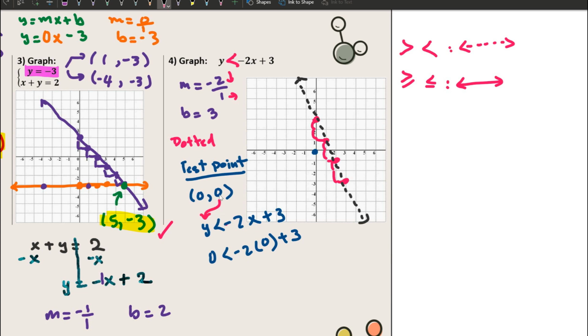The 0 goes to y, and the 0 goes to x. So 0 less than negative 2 times 0 is 0, plus 3 is 3. So we end up with the statement 0 less than 3, which is a true statement. Since (0, 0) is below the line and it gives you a true statement, all the points below the line will give you a true statement. So that will be the solution of your inequality. One more time, any point within this shaded area will be your solution and will give you a true statement.